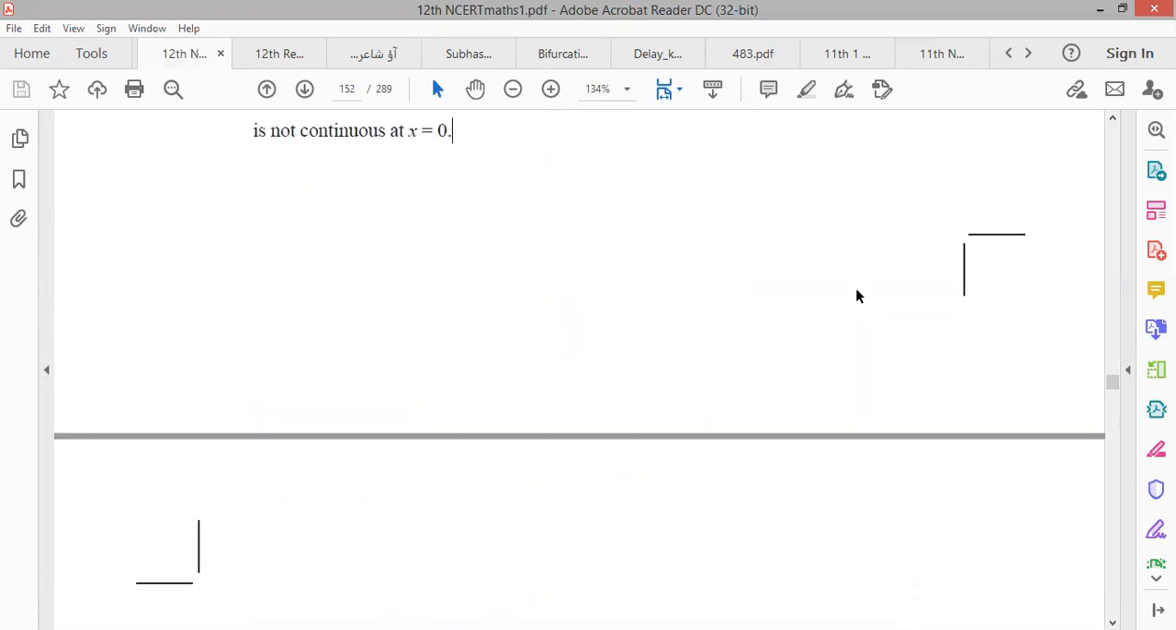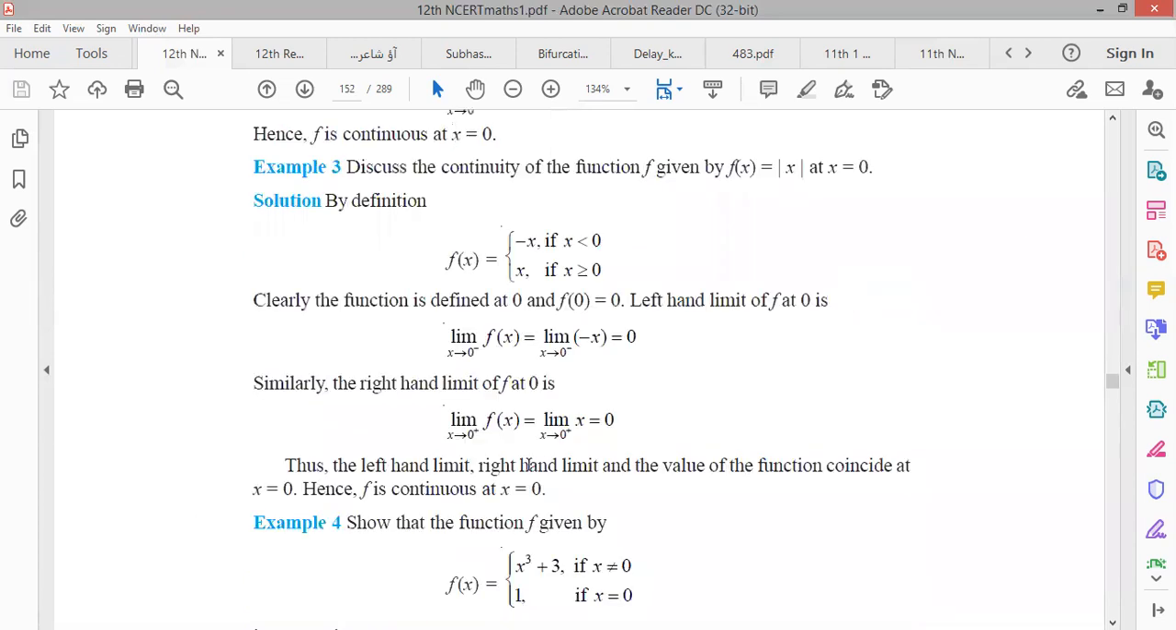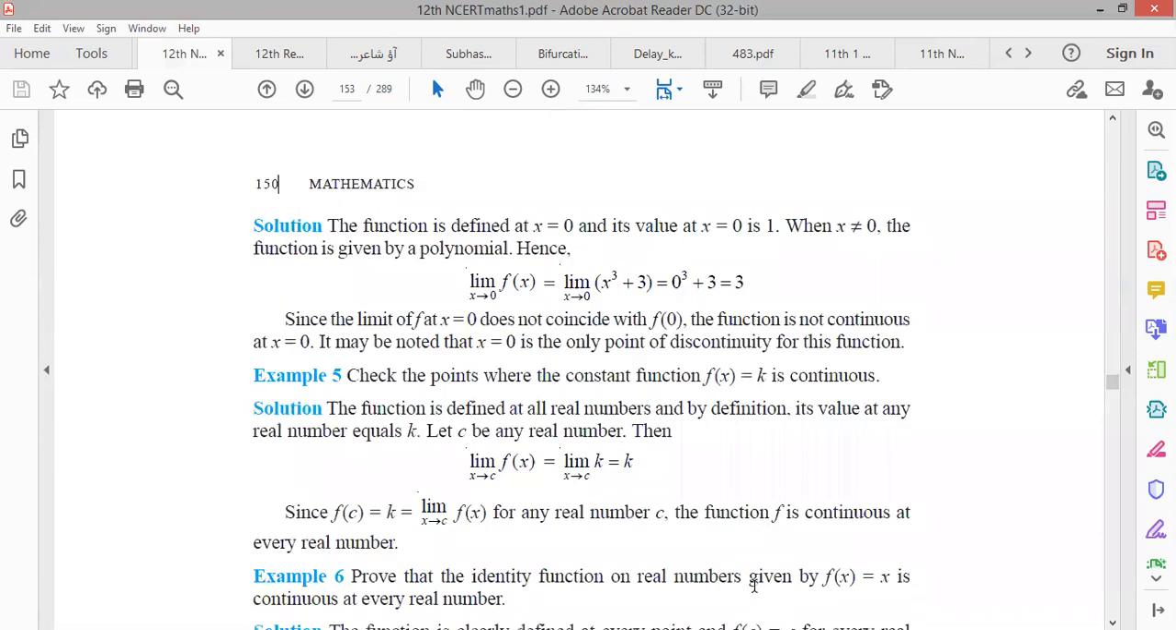But the functional value that we have seen here is equal to 1. That's not equal to 3. So the functional value does not agree with the limiting value. So this function is not continuous at x is equal to 0. So this way we can check the functions for continuity.